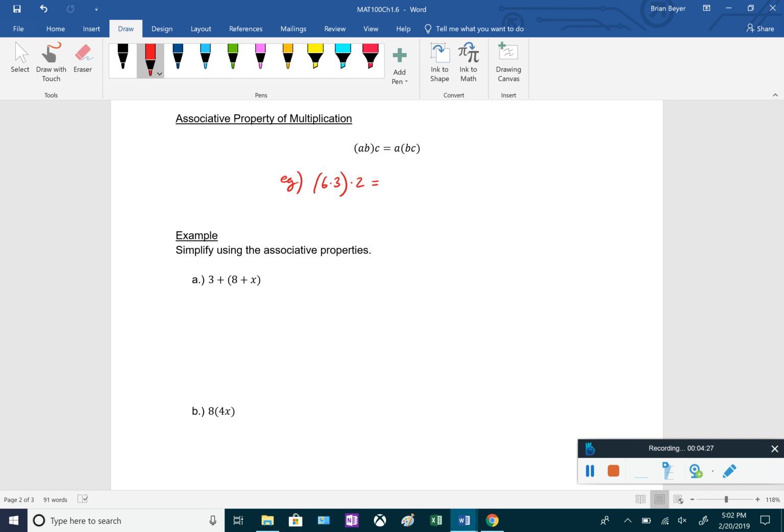So we know that 6 times 3 is 18, times 2 is 36. So that's the same thing as saying we multiply 3 times 2 and then times 6. 3 times 2 is 6, times another 6 is 36. So once again, pretty obvious for that.